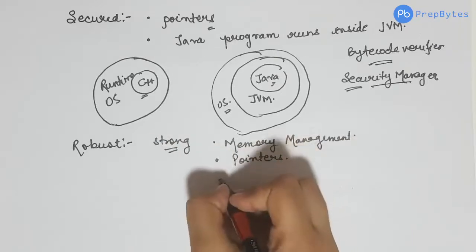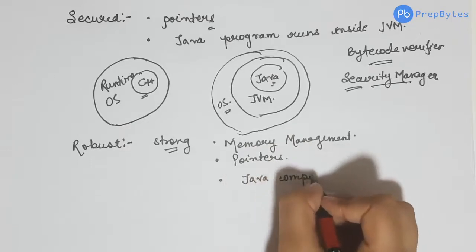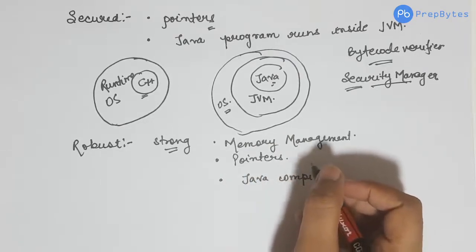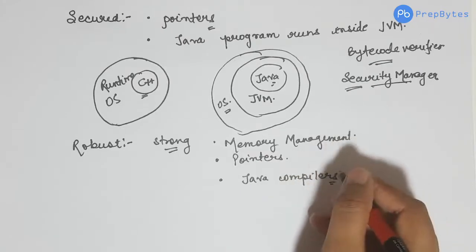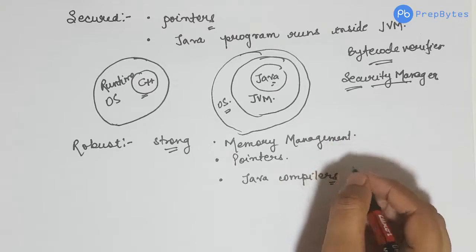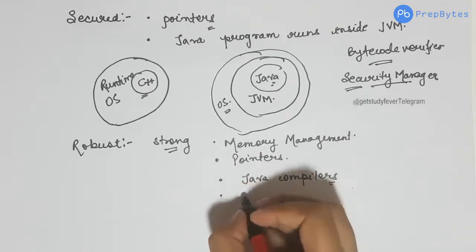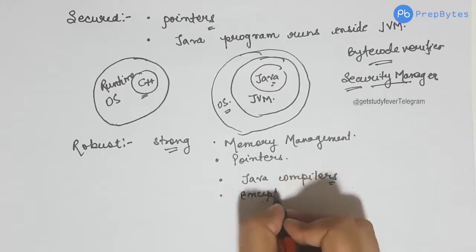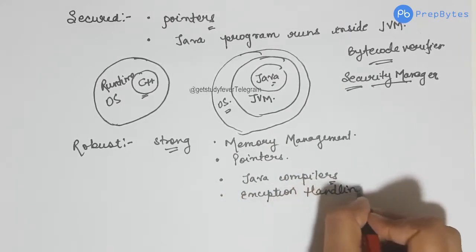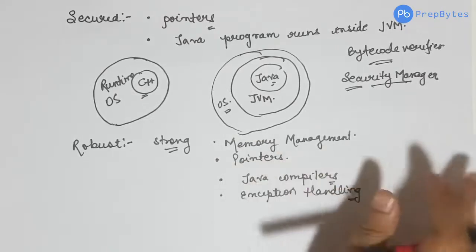Next, Java compilers are comparatively better than those of other languages, because many of the errors that are detected by other languages during runtime are detected by the Java compiler during compile time only. Next we have the exception handling mechanism in Java, which makes it a strong language. We will talk about exception handling in detail.